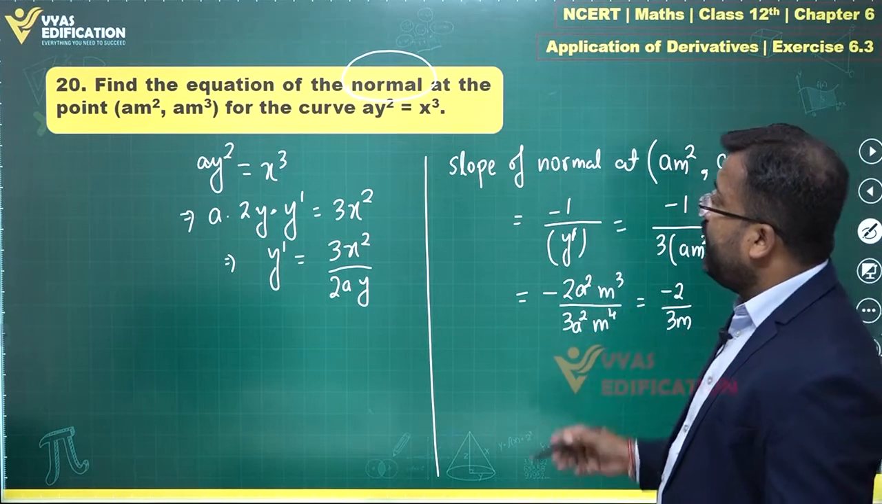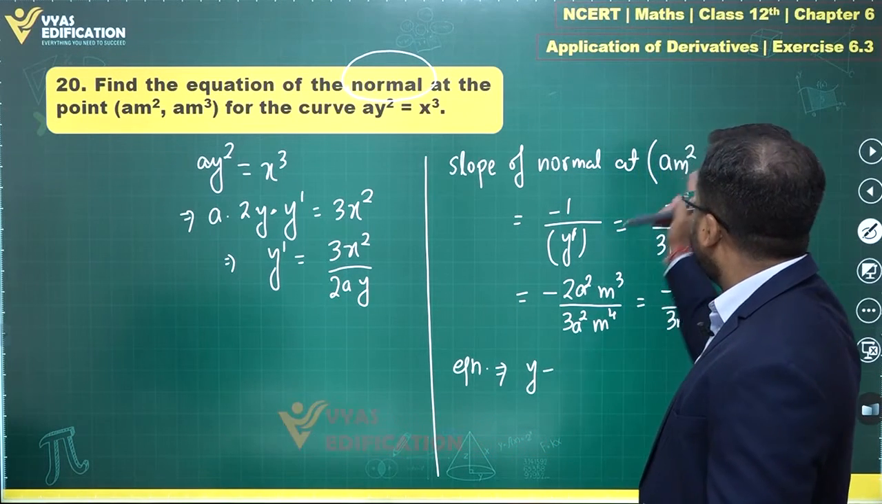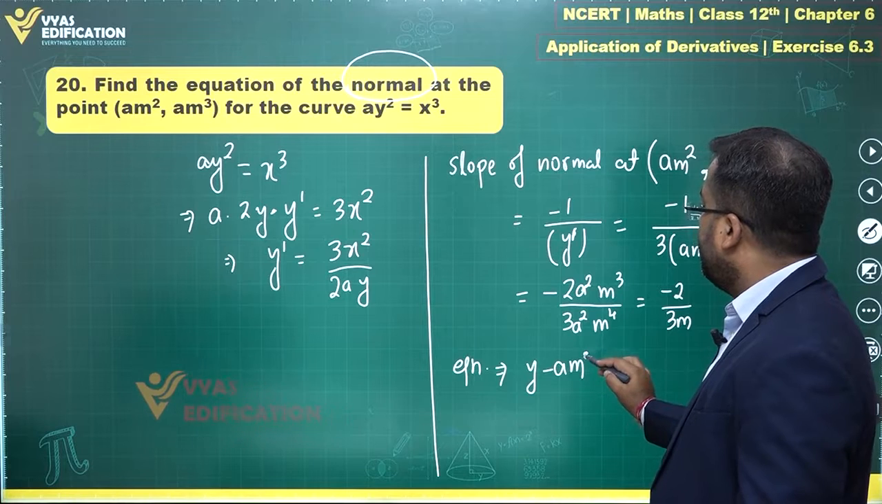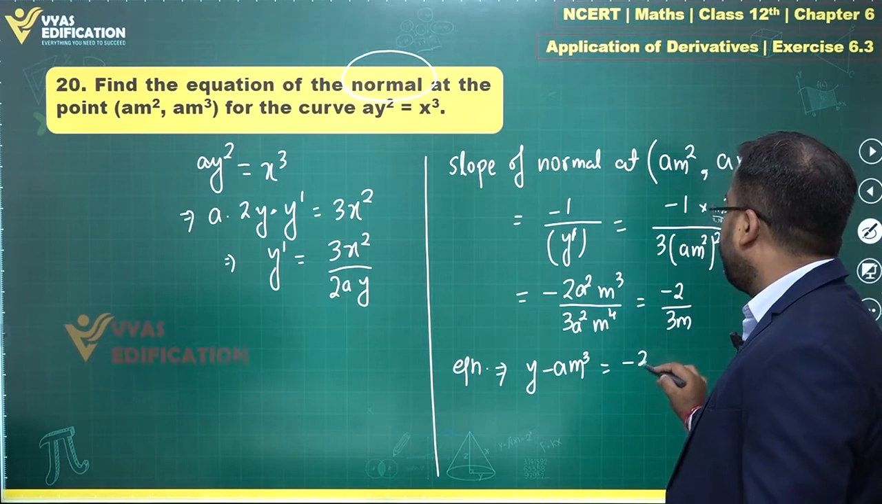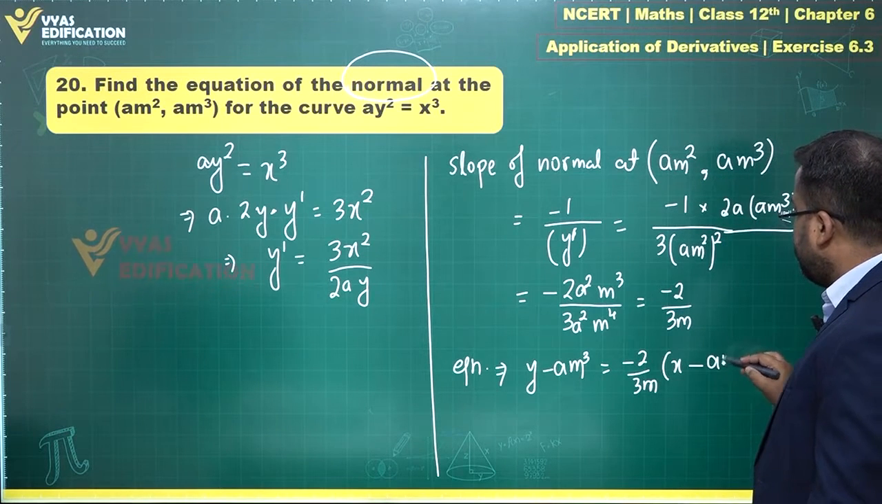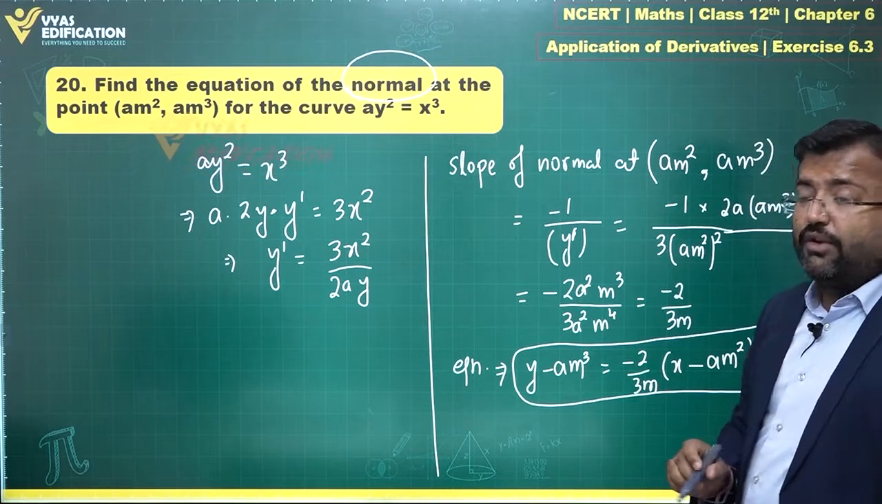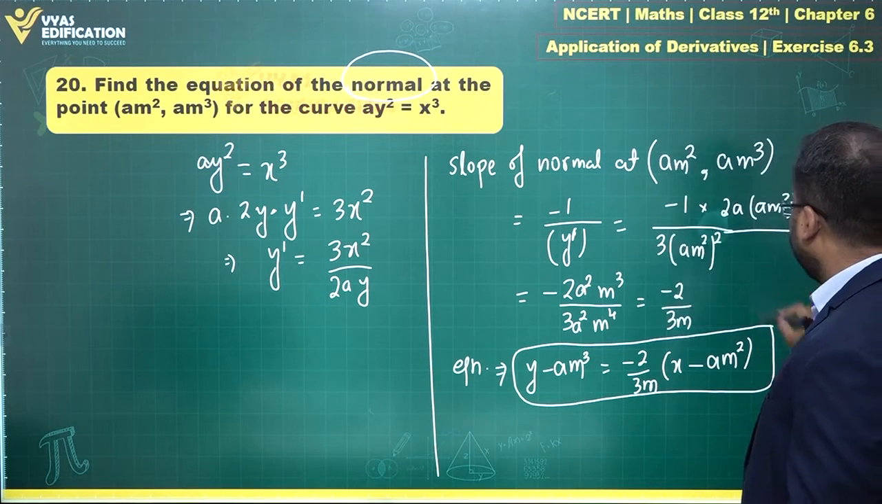You already have the point, therefore equation of normal is not very difficult. y minus y1 is equal to slope times x minus x1, what is that? a m square. And let's rearrange this to get the required equation.